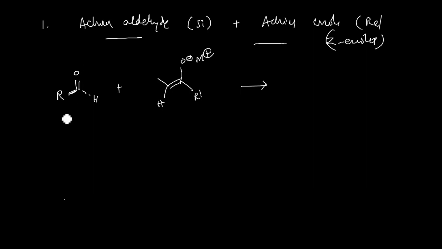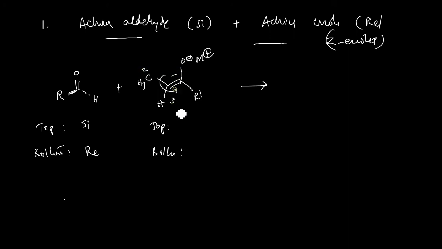Consider now, there are two faces here, top face and bottom face. As you know, according to CIP rules, the priority of this oxygen gets 1, then the alkyl gets second, and this one third. So it is anti-clockwise. So the top face is the Si face and the bottom face is the Re face. The bottom sp2 carbon is responsible for the C-C bond formation. So this has two faces here, top face and bottom face.